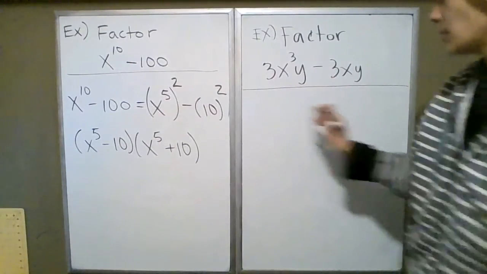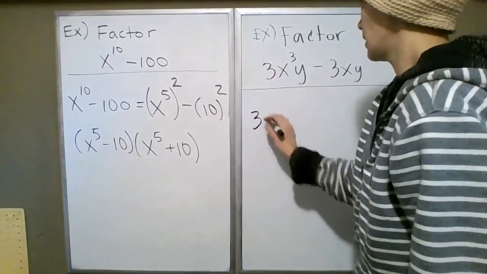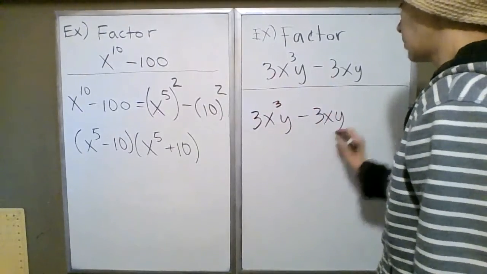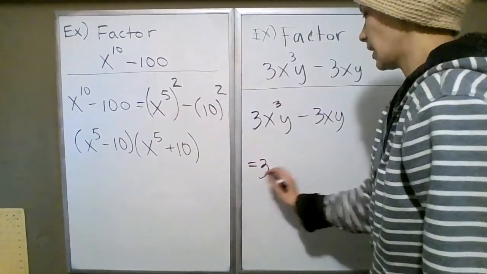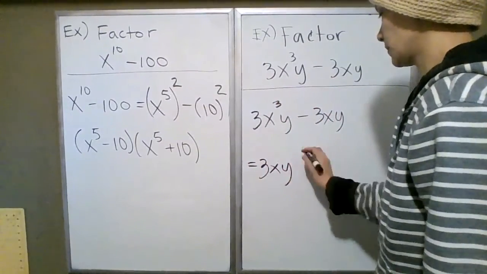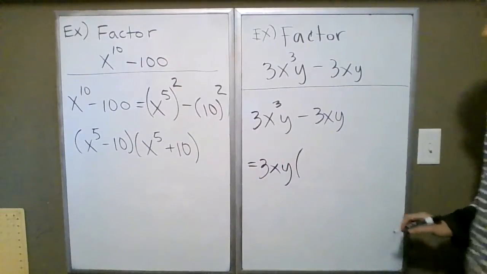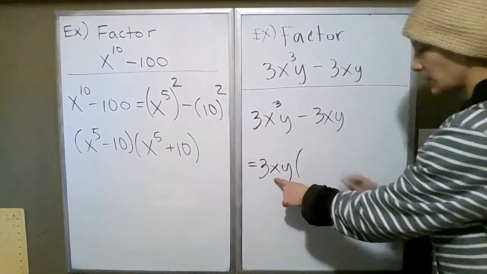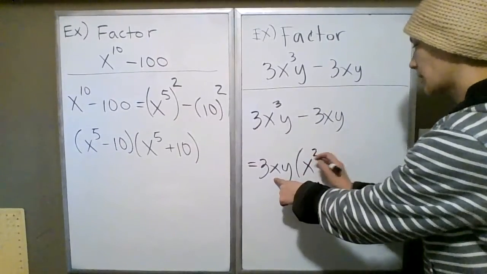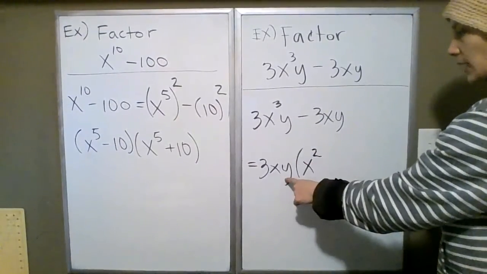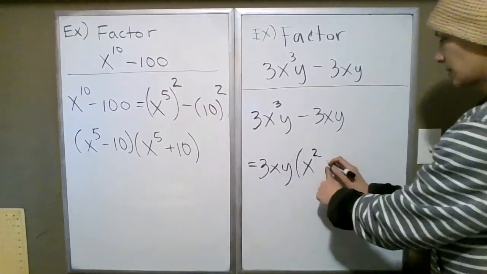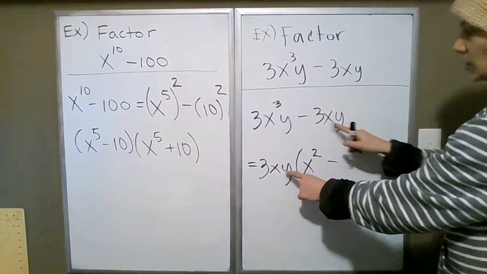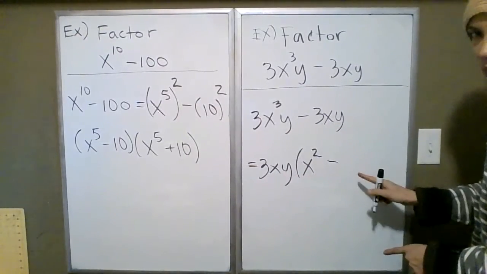So let's start with this polynomial. Factoring out 3xy. Factored out 3 from x cubed, we factored out an x, which would leave x squared. And we factored out that y. So we're on to subtracting, factored out 3 and the x and the y. So what's left is 1.